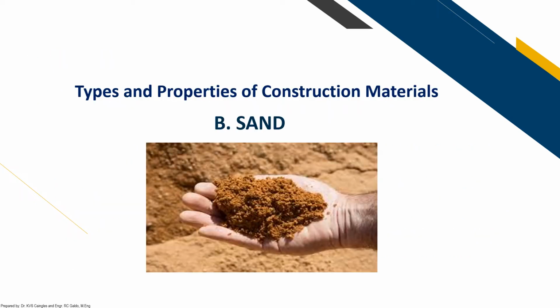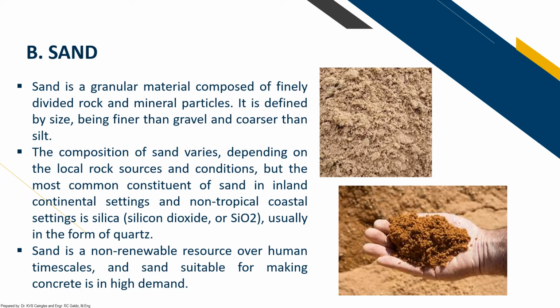So next construction material is the sand. Now we talk about the different properties of sand. Okay. Sand is a granular material composed of finely divided rock and mineral particles. It is defined by size, being finer than gravel and coarser than silt.